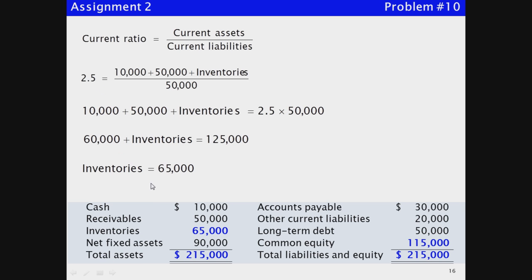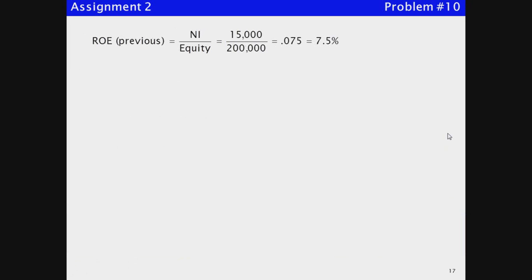We weren't asked to do this, but I went ahead and created a new balance sheet. Inventories go from 150,000 down to 65,000, so it went down by 85,000, right? Well, what happens then is common equity gets reduced by 85,000. On the previous slide, that was 200,000. It's now 115,000. So both inventory and common equity declined by 85,000, and total assets and total liabilities and equity went down by 85,000. So that's the new inventory level.